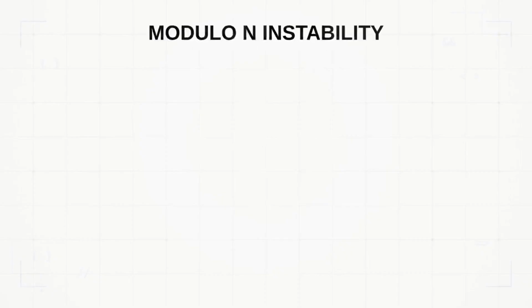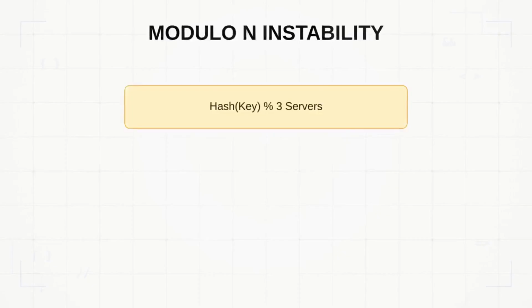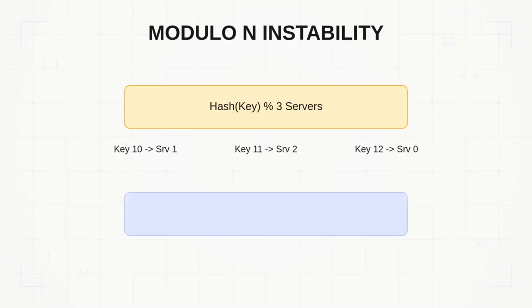Let's look at the standard approach, hash modulo n. If you have 3 servers, a request with a hash of 10 goes to server 1, 11 goes to server 2, 12 goes to server 0. It's predictable. But what happens when your traffic spikes and you need a 4th server? Suddenly, hash 10 modulo 4 is server 2. Hash 11 modulo 4 is server 3. Every single mapping has shifted.